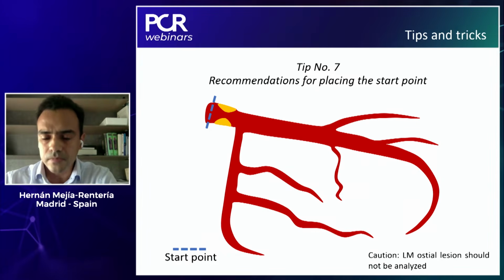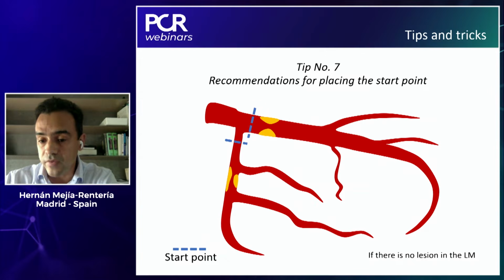The following slides are related with the site to place the start point for the segmentation of the vessel. If we are facing a left main stenosis, obviously you need to start the segmentation proximal to the lesion. But be cautious, because remember that we should not assess ostial left main stenosis, because in that cases we cannot obtain a reliable proximal reference diameter.